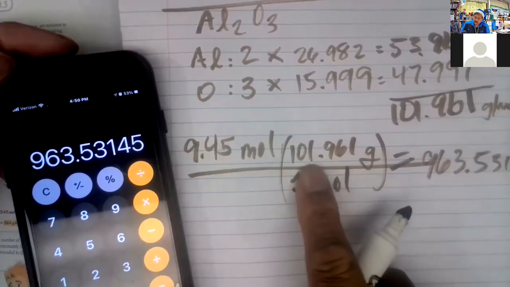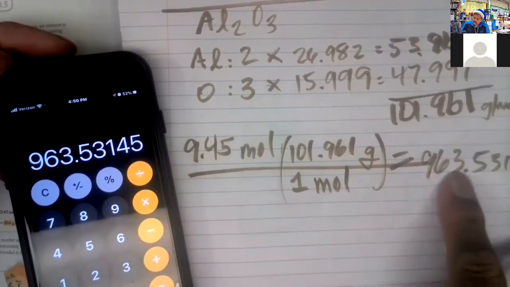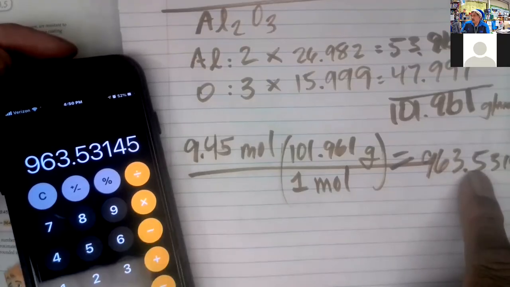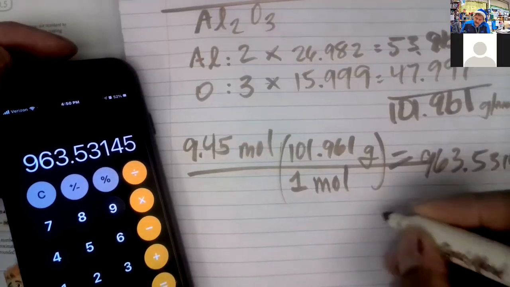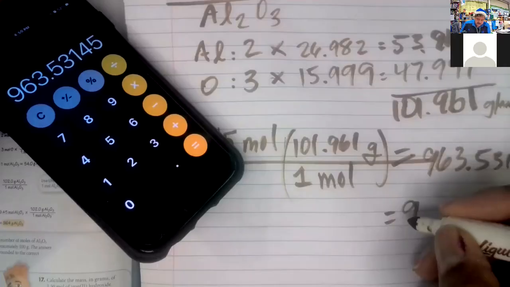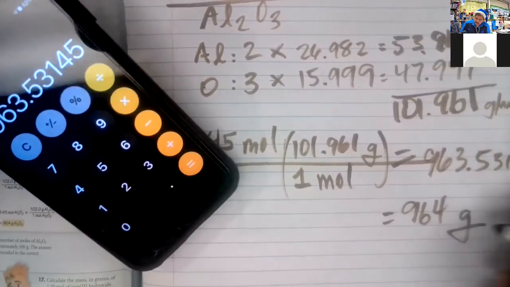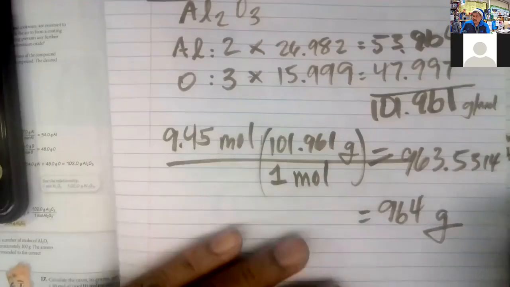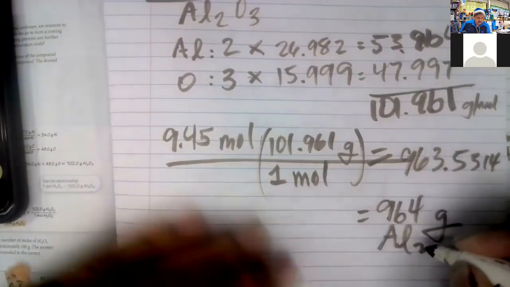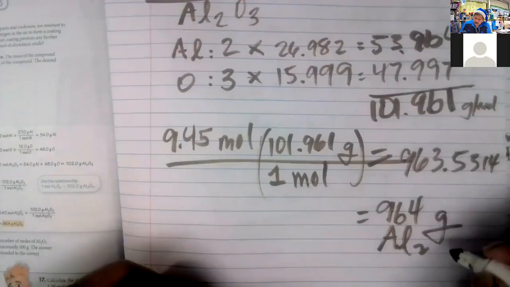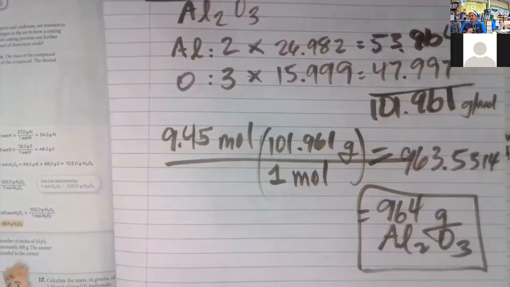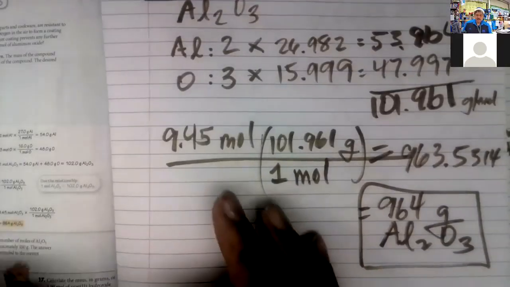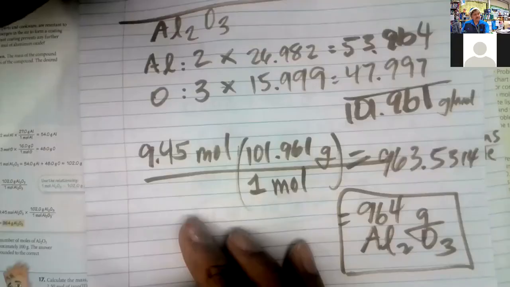963.5314. Well, I'm going to have 3 significant figures. So 963.5, and this is 0.5. And since it's 0.5, I'm going to round it up. And this is going to be 964 grams. You can say 964 grams of aluminum oxide, and that would be your answer, 964 grams. And so that's how you do sample problem 10.5.